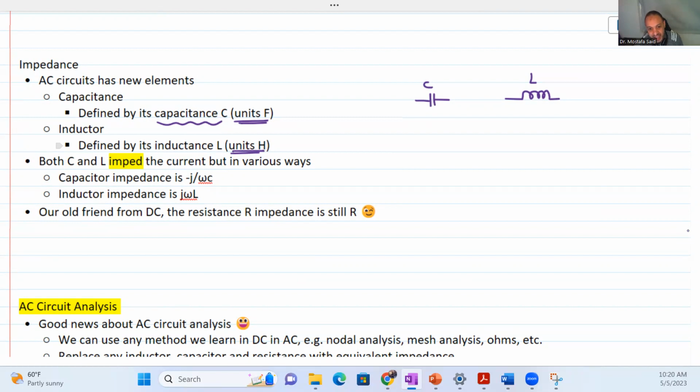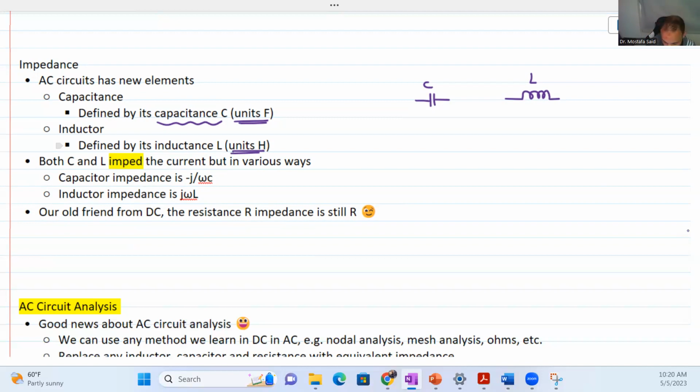playing with the angle, the shift, between the current and the voltage. So it's not the normal way of impeding current, like the resistance. It doesn't reduce its value, but it does it in another way. Basically, this way is manipulating the shift, the angle, between the voltage and the current.